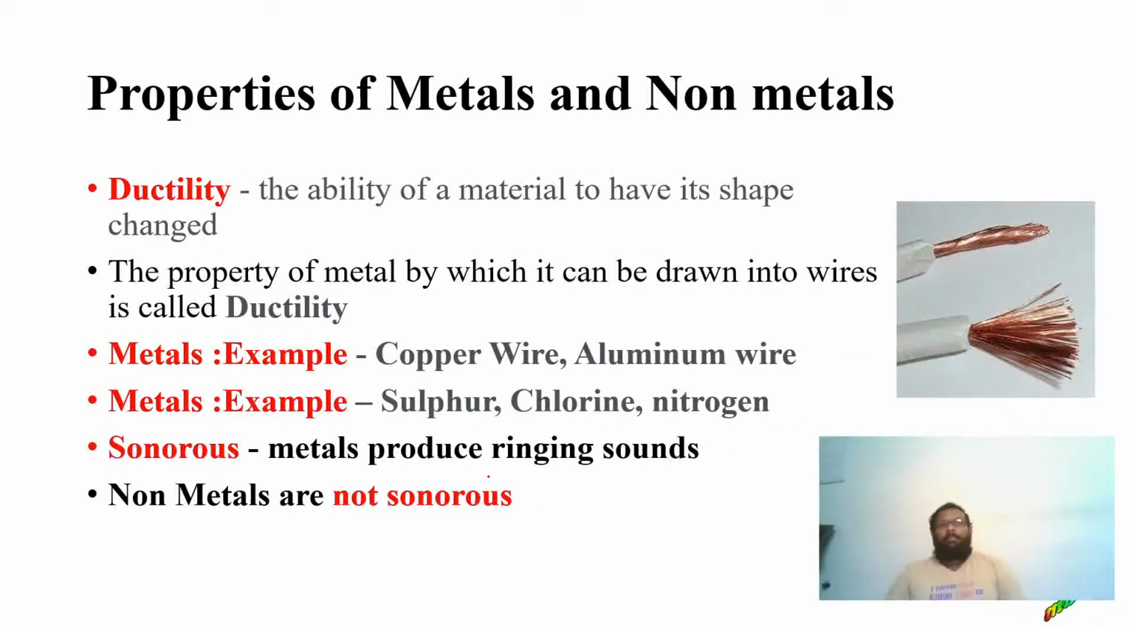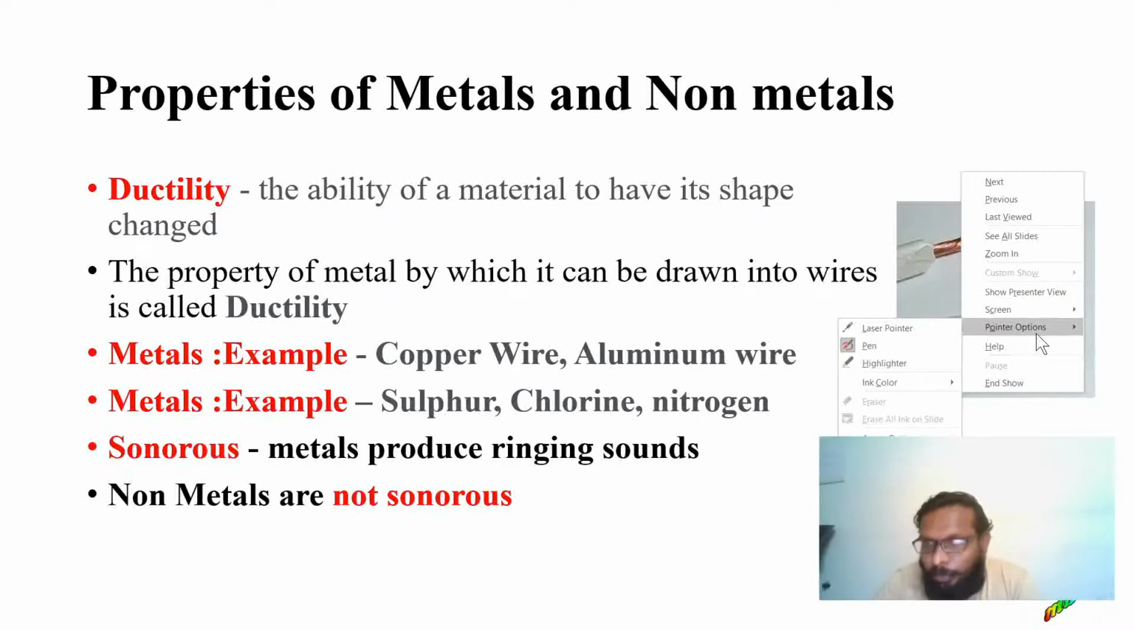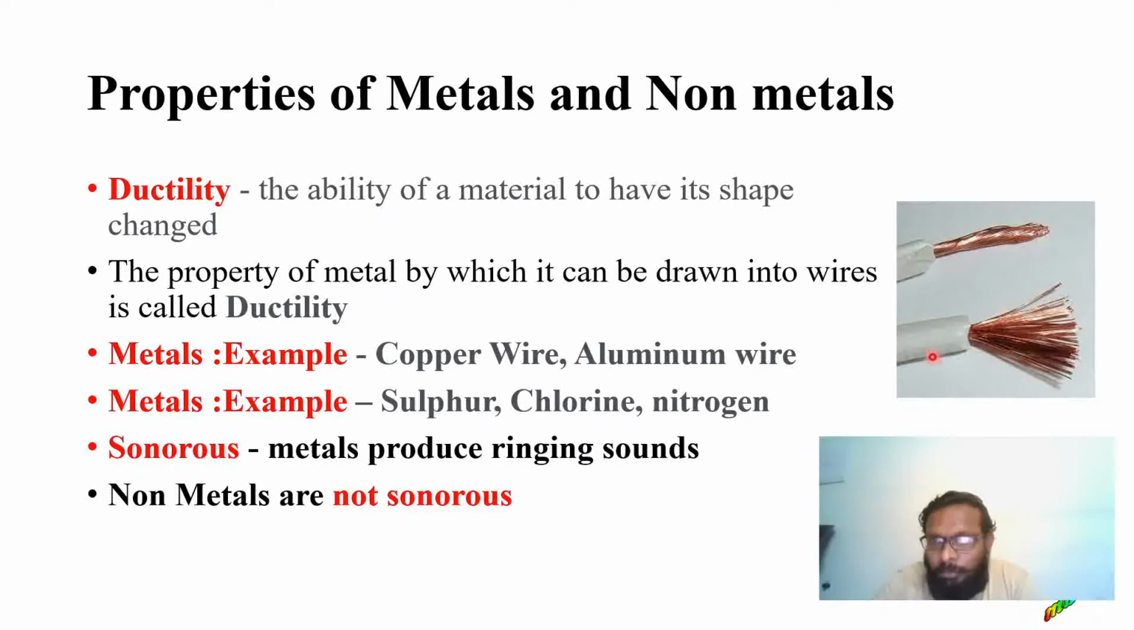The next property is ductility. Ductility is the ability of a material to be drawn into wires. For example, take a bar of copper. The bar of copper is converted into a wire, which is used for connecting equipment in the electrical field. We call that a wire. Examples of ductile materials are copper wire and aluminum wire, while non-metals such as sulfur, chlorine, and nitrogen are not ductile.